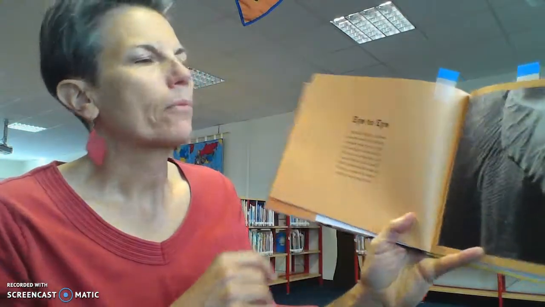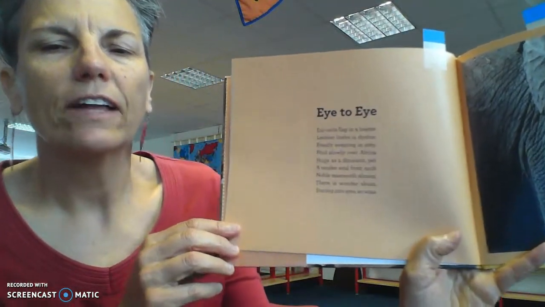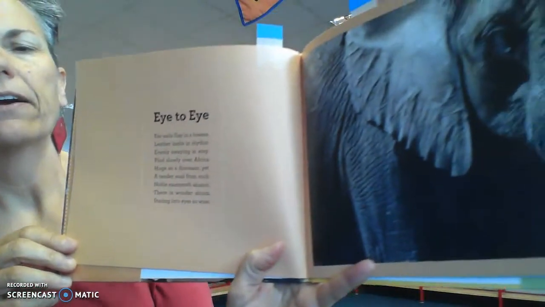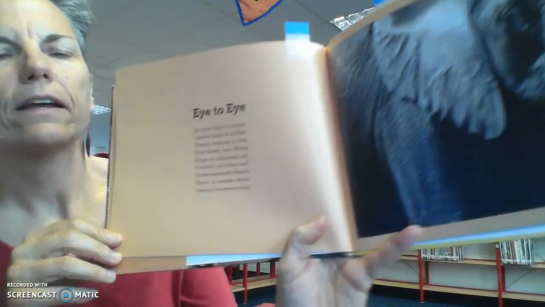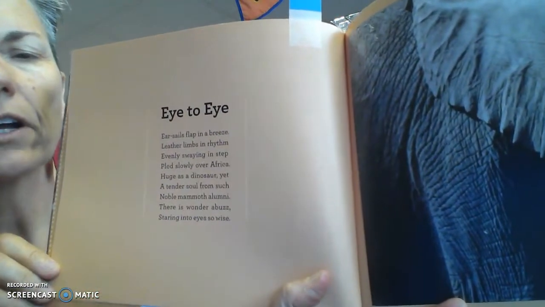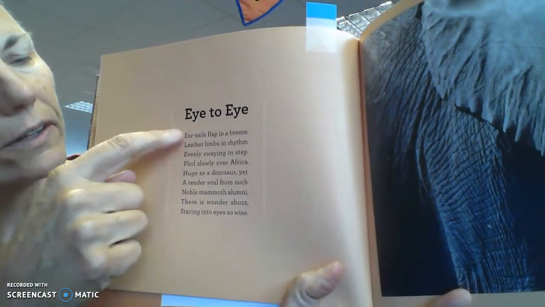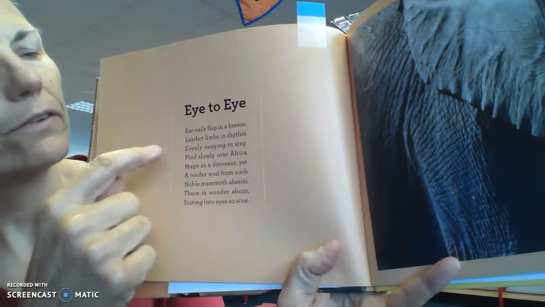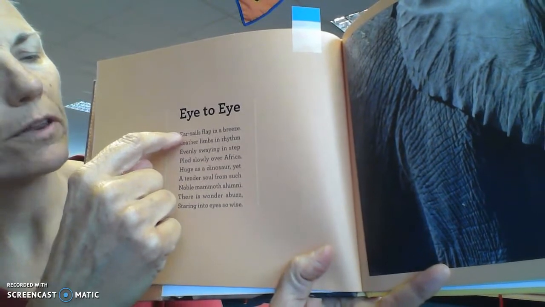Okay, so let's see. The first poem that I'll read today is called Eye to Eye, and there is the picture that goes with it. So if you look closely at that, you can see that that spells out elephants, right? So they're writing lines from each one of those first letters.